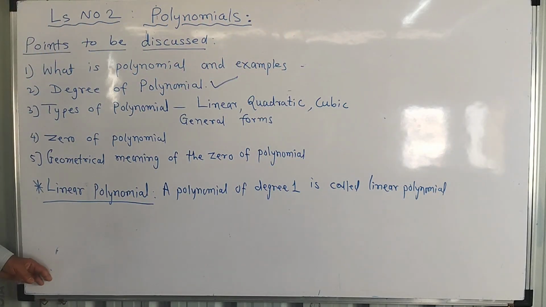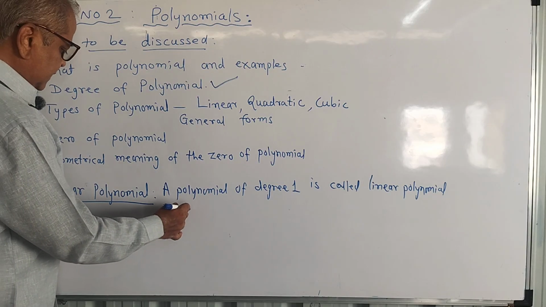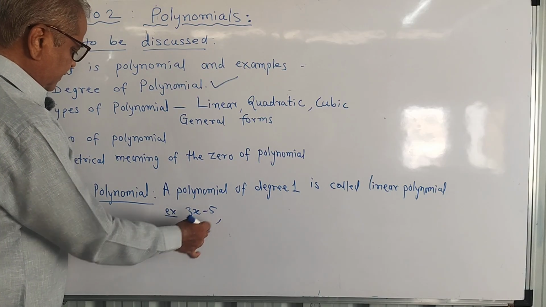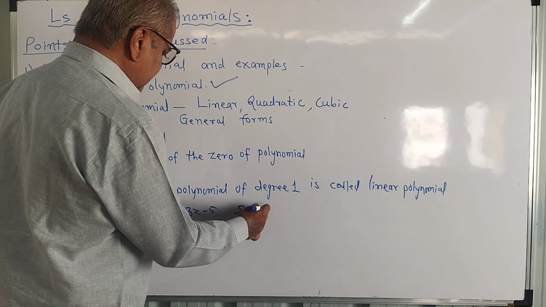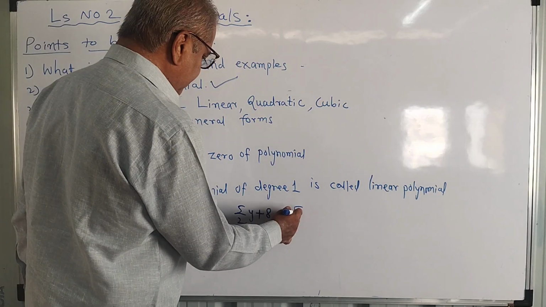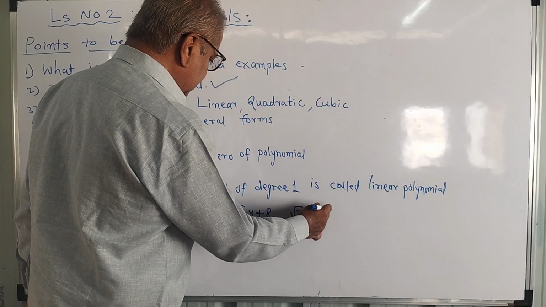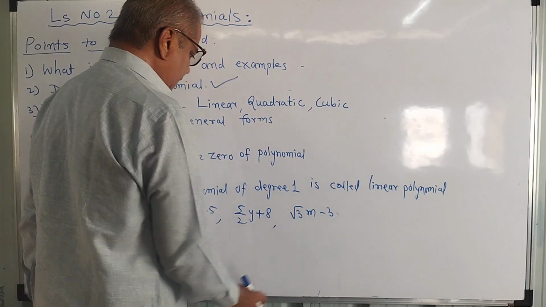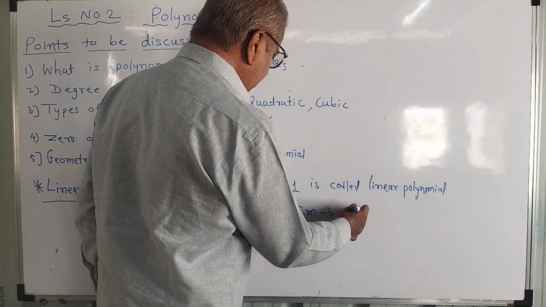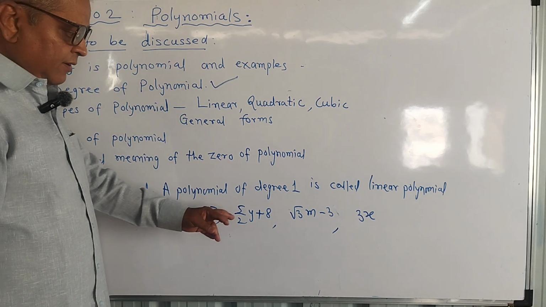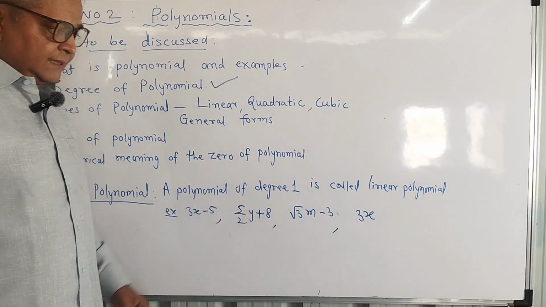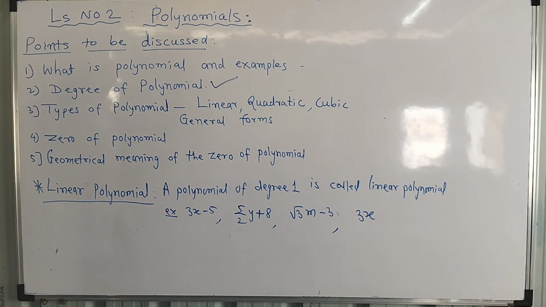Degree 1, the highest power of the variable has to be 1 only, then it is a linear polynomial. Example, 3x minus 5, upon 2y plus 8, root 3 m minus 3. I can write only 3m or 3x. So these all are polynomials with degree 1. So these all are examples of linear polynomial.